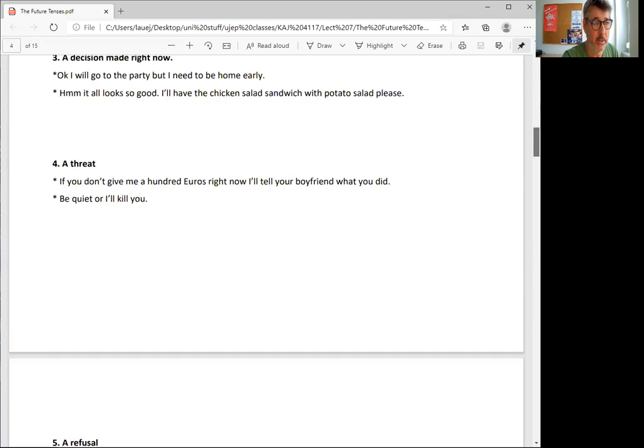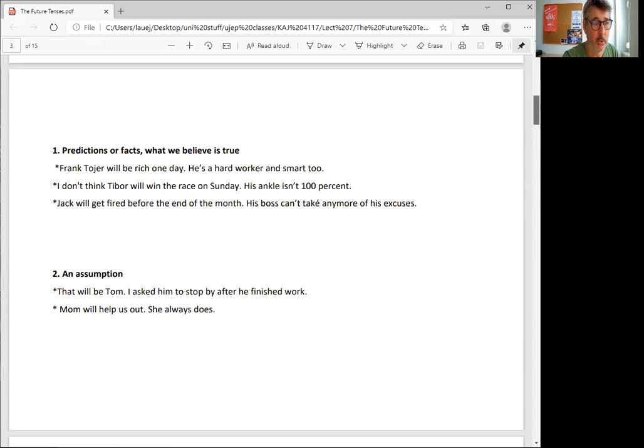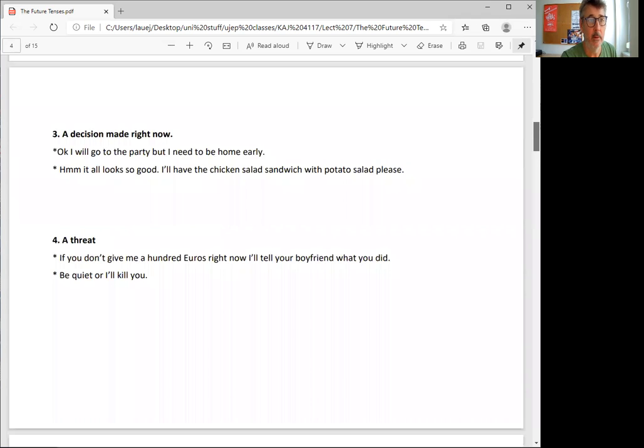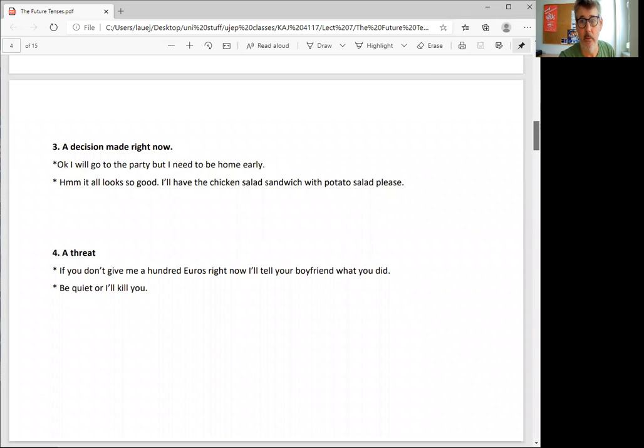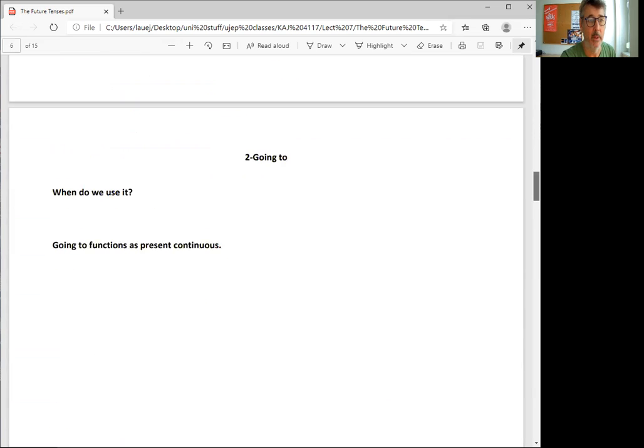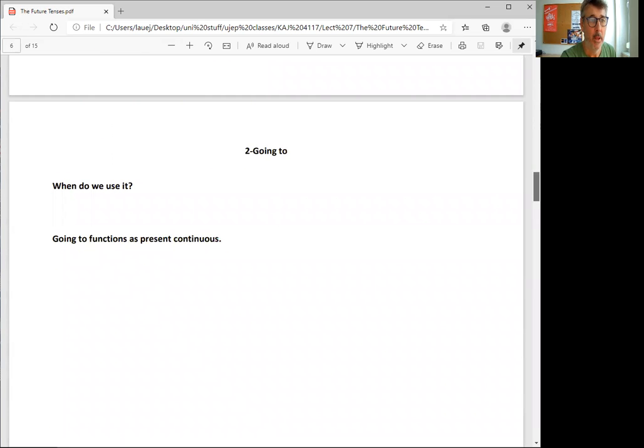So these are the 7 places we use them, as you can see. We have predictions or facts, an assumption, and number 3 is probably the most important at this point, as we'll get into with going to. It's something that we decide right now. But let's go to going to.